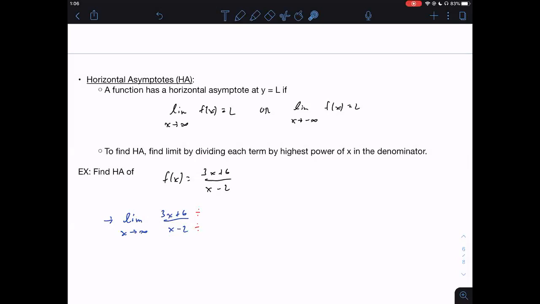Okay, and what's our highest degree here? Just x to the first. So we divide each term by just x. Here we take the limit as x goes to infinity of 3x over x plus 6 over x, all over x minus 2 over x. So we divide each term by the highest power of x here, and then simplify where we can.